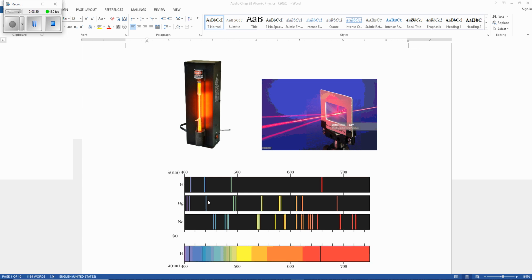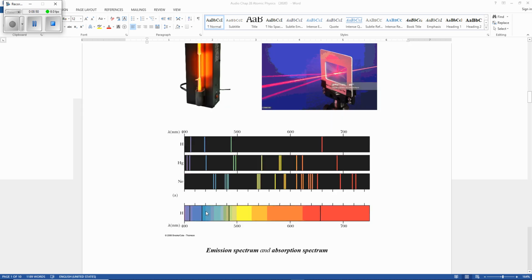The mercury gives you more color like this, and neon will give you a different color. They're just like a fingerprint of atoms. From these different colors, we can learn what is inside the atom.